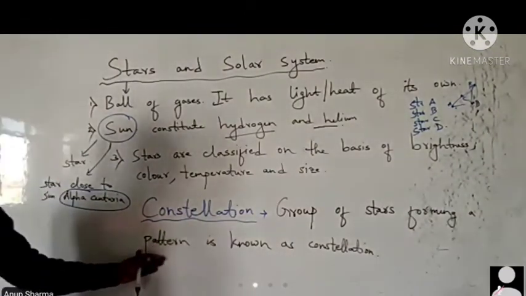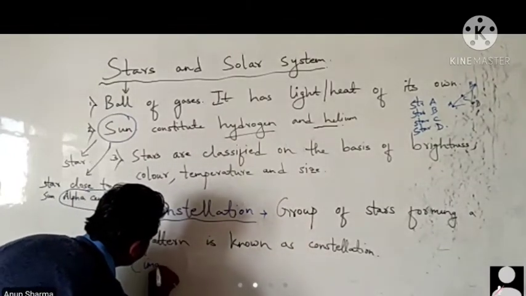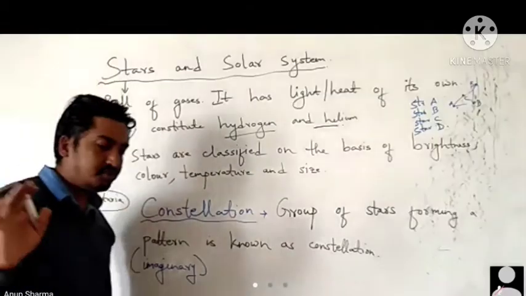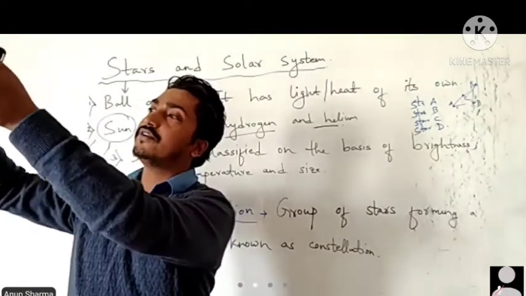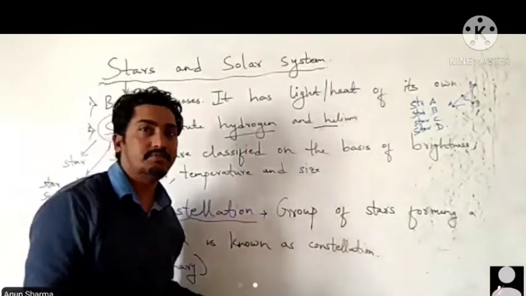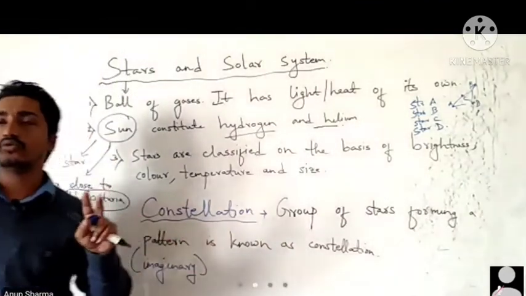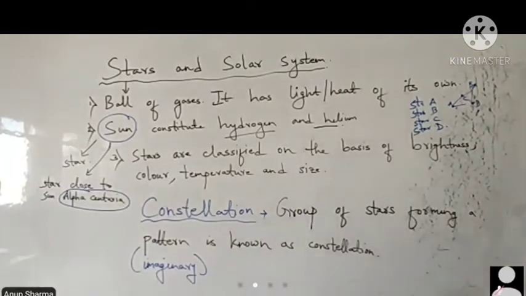And these patterns are imaginary patterns. Imaginary patterns means it's not that if you look at the sky you will see the pattern of a bear, as it has been mentioned in a constellation. It is an imaginary pattern, it's not real, we only have to imagine it. So constellations are mostly a group of stars forming a pattern.